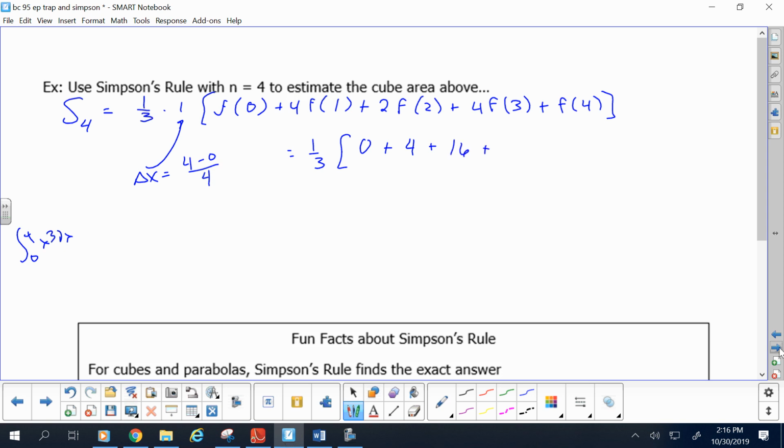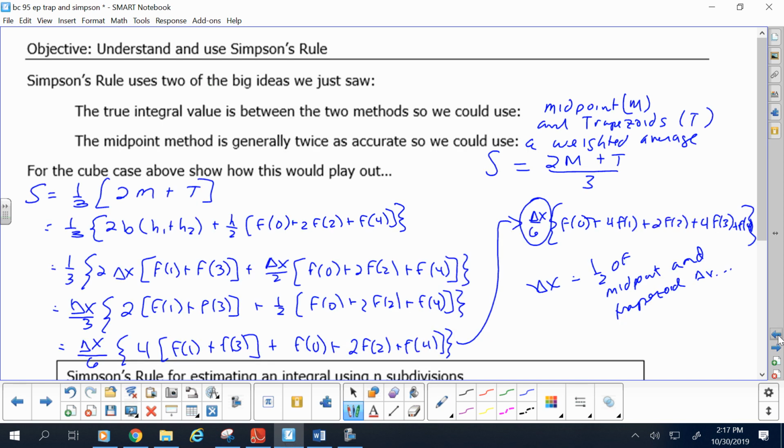4 f at 3. So what's 3 cubed? Times 4, 108, and f at 4, or 4 cubed, 64. 1/3 of, let's see, let's add that. 20 plus 108 is 128, plus 64 is 188, plus 4, 192, is what I got. Do you agree? And 192 divided by 3 is? 64, which is exactly what it truly is.